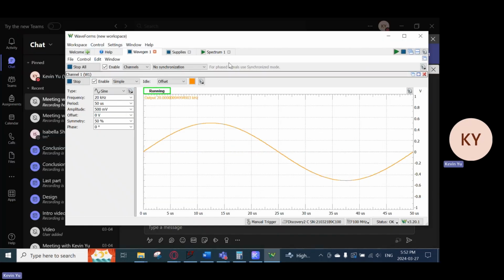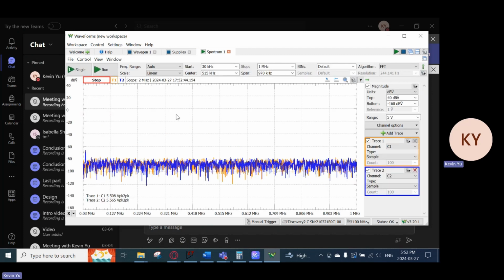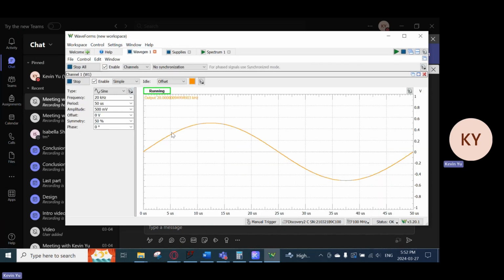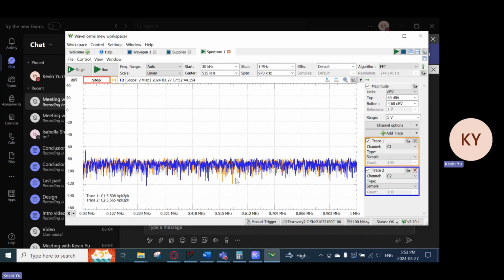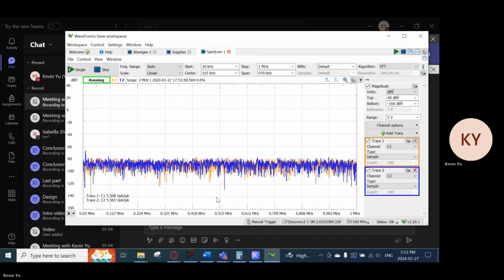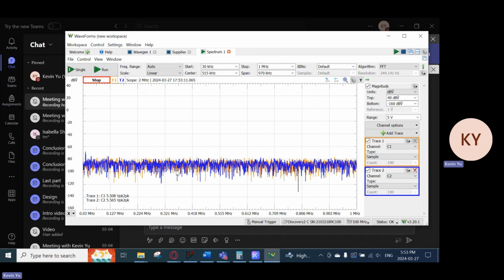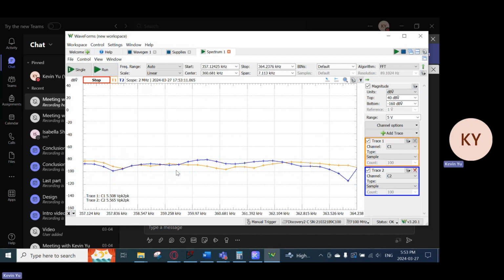To check linearity, I use the spectrum. As you can see here, I set my amplitude back to 0.5 volts with a frequency of 20 kilohertz. And we get a lot of noise when we run it. When we zoom in, we see that the signal strength for both the input voltage and the output voltage are similar, which proves that it's linear.